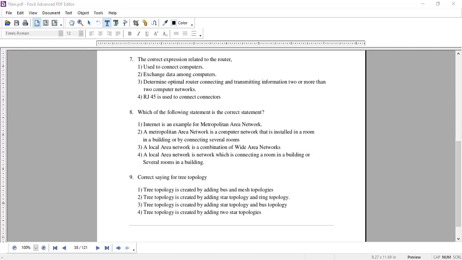Router used to connect computers. No, it's wrong, because we are using it to connect a network to another network. Exchange data among computers. Determine optimal route, connecting and transmitting information to two or more computer networks. Two different networks. That should be the answer, right? So the third one is the answer.